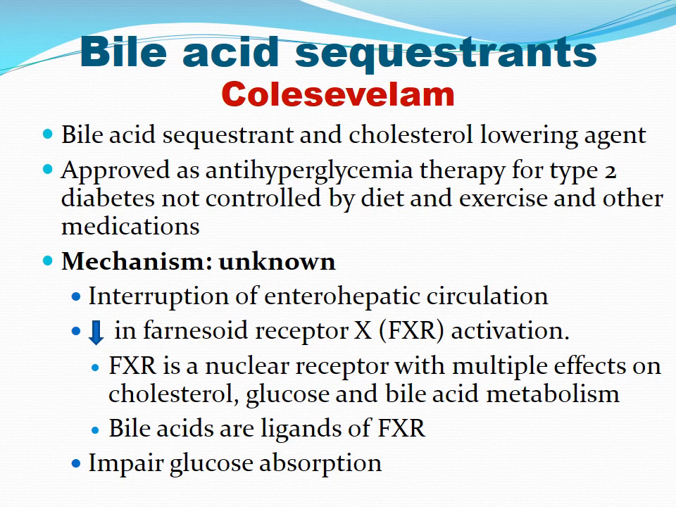The mechanism of action is unknown but may include interruption of enterohepatic circulation. Second, these drugs cause a decrease in farnesoid X receptor activation, which is a nuclear receptor with multiple effects on cholesterol, glucose, and bile acid metabolism. Bile acids are ligands of the farnesoid X receptor.